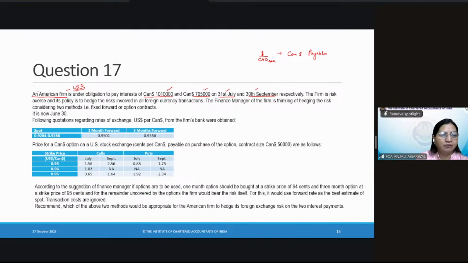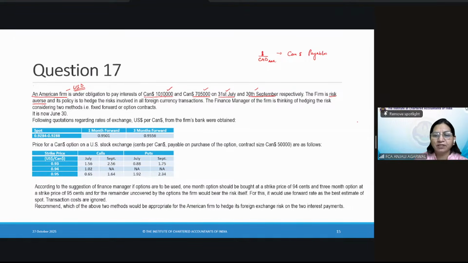Where am I? Am I on 1st April or what? It's not given. So I would be interested in knowing what are the rates applicable for 31st July and 30th September, instead of 3 months, 4 months, 6 months. I don't know. Now the firm is risk averse. This is a very important thing. The firm is risk averse.